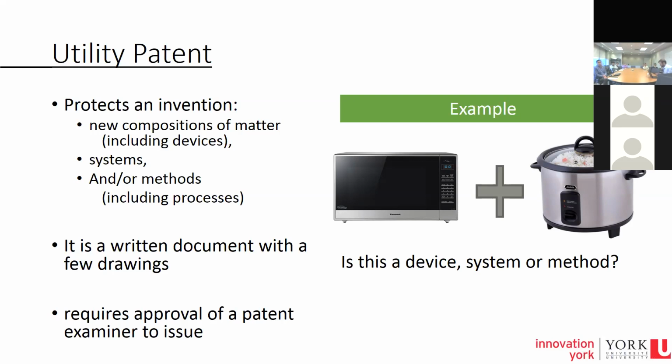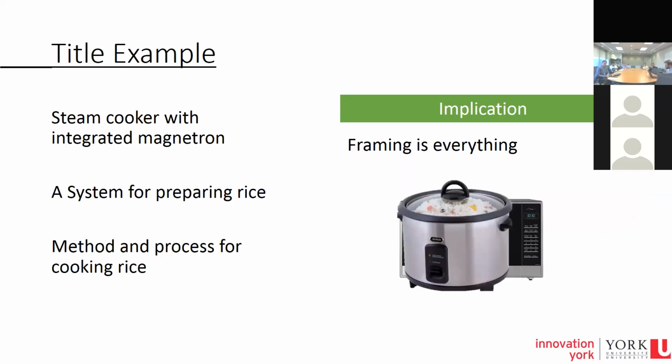So here's the example. Is this a device, system, or method? If I wanted to combine a microwave with a rice cooker, let's say I'm using microwaves and I'm able to have perfect rice that much faster. Do you think that's a device, a system, or a method? Any guesses?